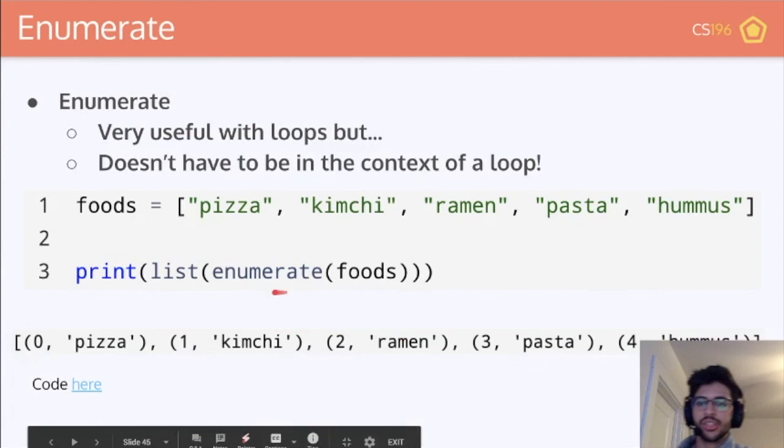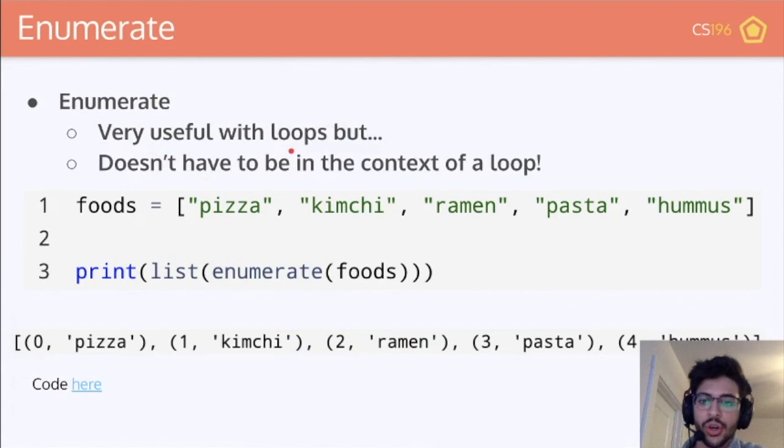So enumerate is very useful with loops, but it doesn't always have to be in the context of a loop. So here, if I just wanted to pair an index with every value of a list, this is Pythonic because if you would imagine doing it not Pythonically, you would have a for loop where you loop through all the values and have an index counter and just basically pair them together that way.